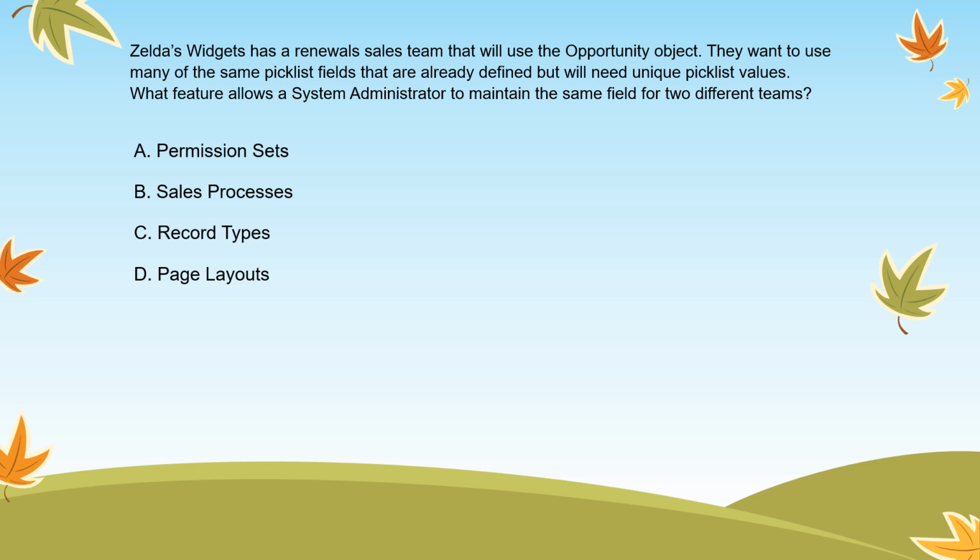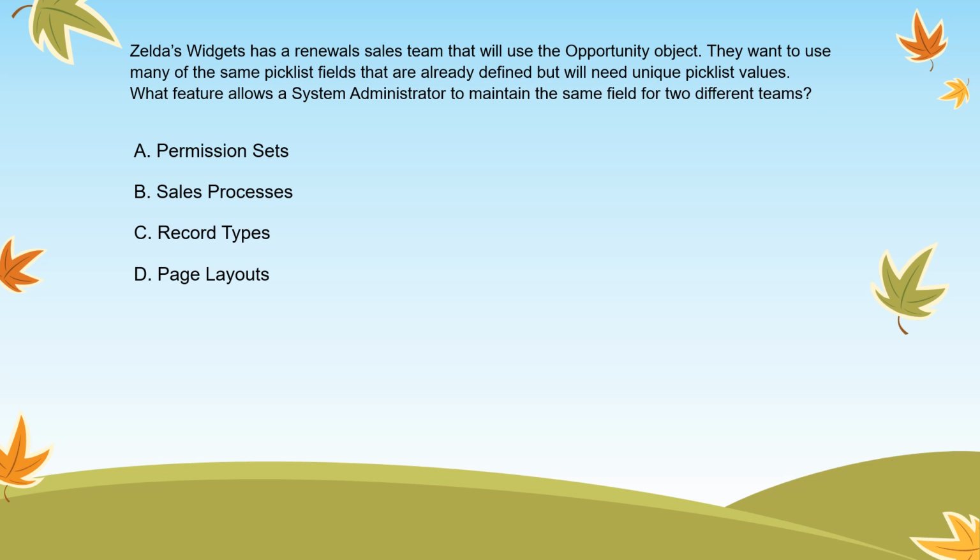Zelda's widgets has a renewal sales team that will use the opportunity object. They want to use many of the same pick list fields that are already defined, but will need unique pick list values. What feature allows a system admin to maintain the same field for two different teams? So we have permission sets, sales process, record types, and page layout.